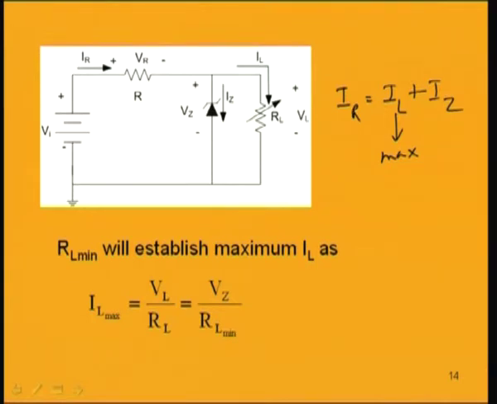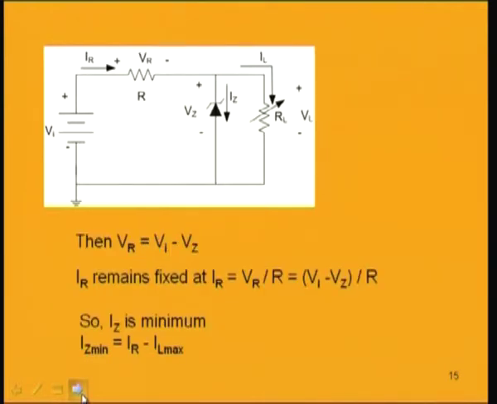So, we have now a condition for IL maximum, which is VL by RL, that is equal to Vz by RL minimum, the minimum resistance which we have just now derived. That will give you the maximum load current and the minimum Zener current. What is IZ minimum? That we can find out, because IZ minimum is equal to IR minus IL maximum, and IR is equal to Vi minus Vz by R. So, this is one condition where you will get the maximum load current, and correspondingly the minimum Zener current.